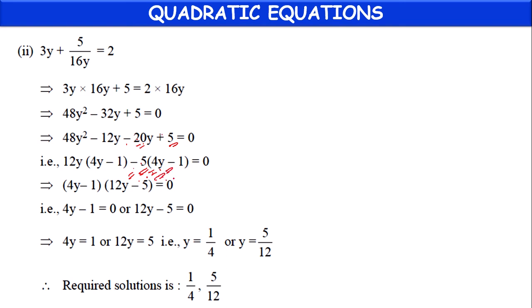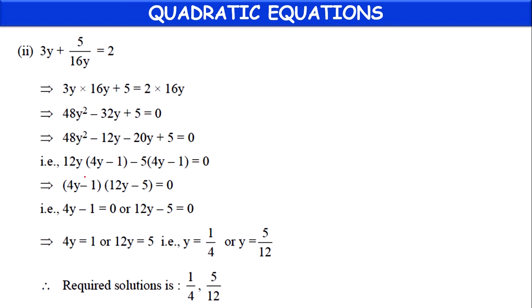Because of the minus symbol, the sign will change. Minus will come. 5 1 is 5 equals 0. And again, in these two terms, 4y minus 1 is common. Here 12y is remaining. Here minus 5 is remaining.